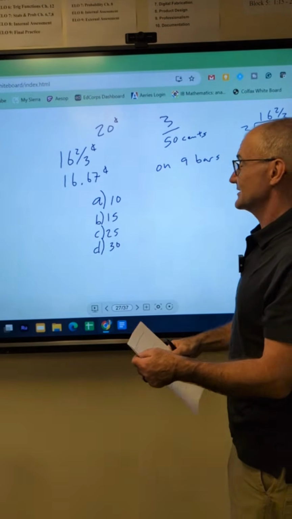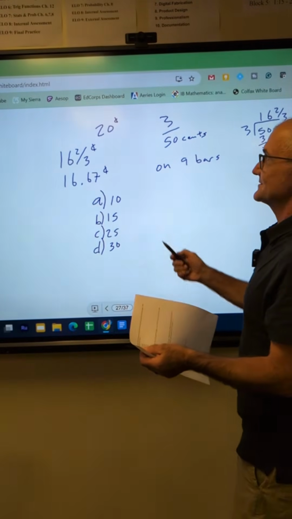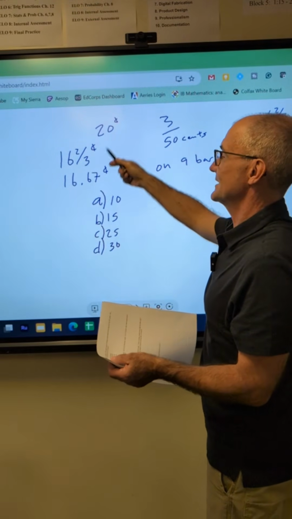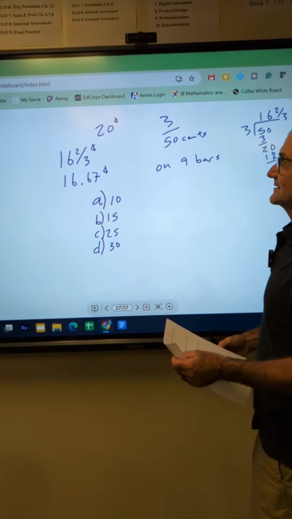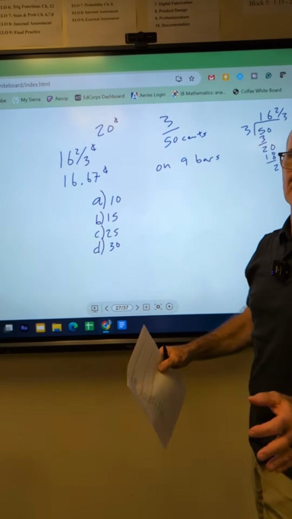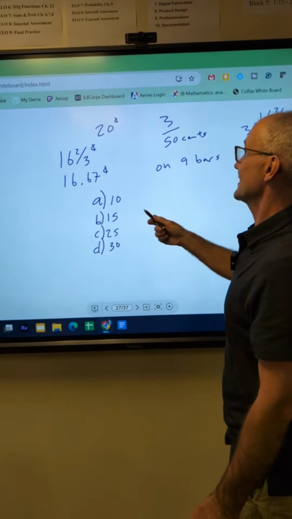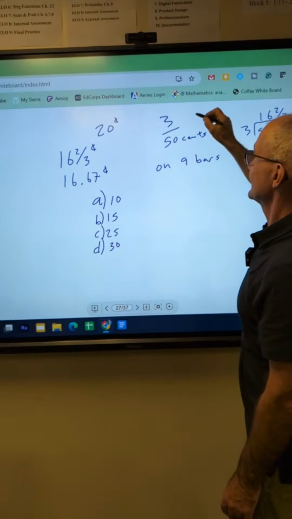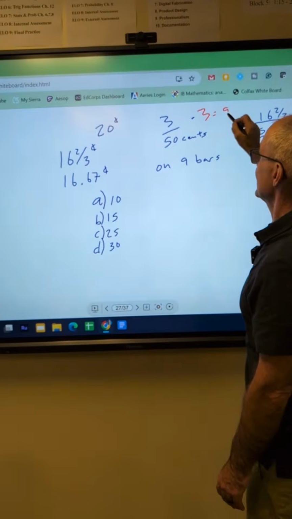So how much is saved on 9 bars? So for 9 bars, I am saving 20 minus this, right? So I'm saving like 3 cents on a bar times those 9 bars. It's getting pretty complicated. Because it's getting so complicated, I know I'm doing it the wrong way. There's got to be a simple trick for it. So that simple trick is, if I am talking about 9 bars at this rate, 3 for 50 cents, 3 times 3 is equal to 9.